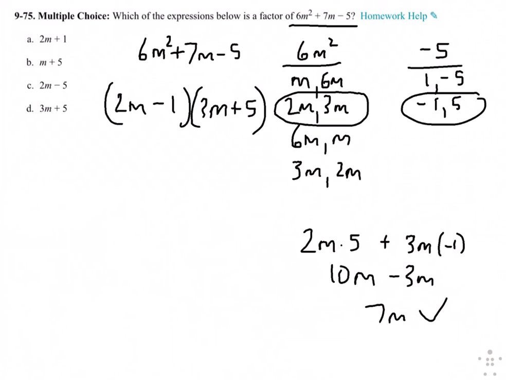So it says which one of these are factors. So 2m minus 1 isn't there. 3m plus 5 is right here, so it's choice D.